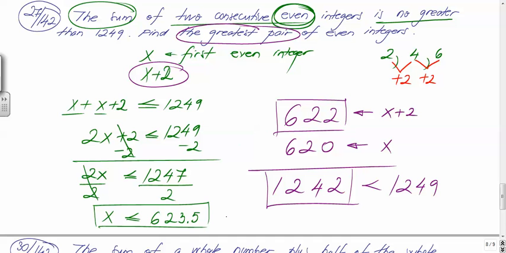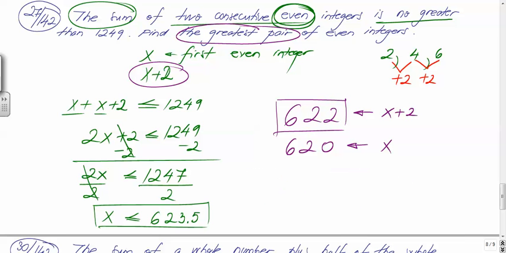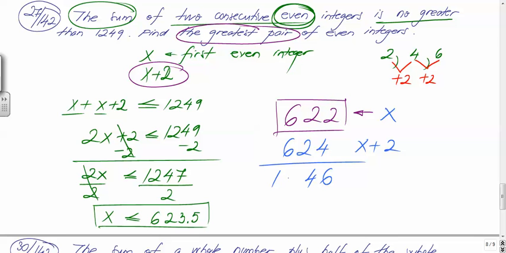Well, you know what, I'm thinking that I actually made a mistake, because we can go with 622 as being x. Hold on, let's erase some of the last part here, because indeed this one could be x, and 624 could be x plus 2, because if you add them, you'll still get 1246, which is less than 1249. So be careful, don't make the mistake that I made here.